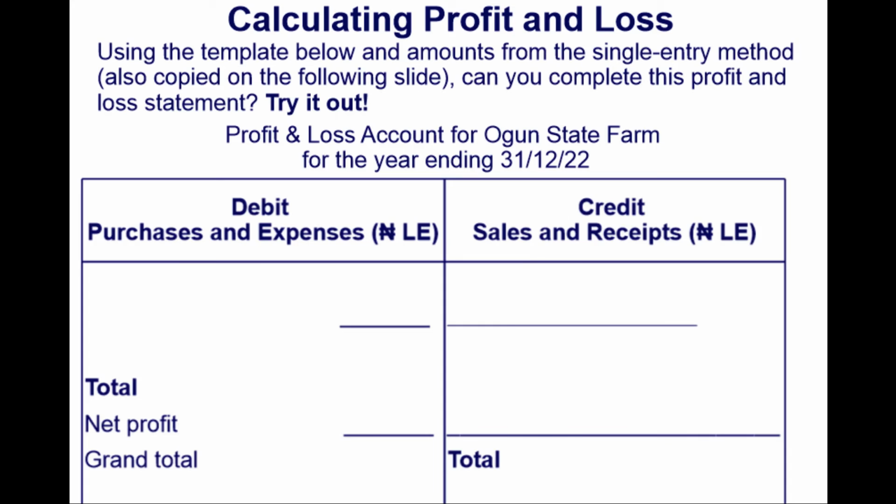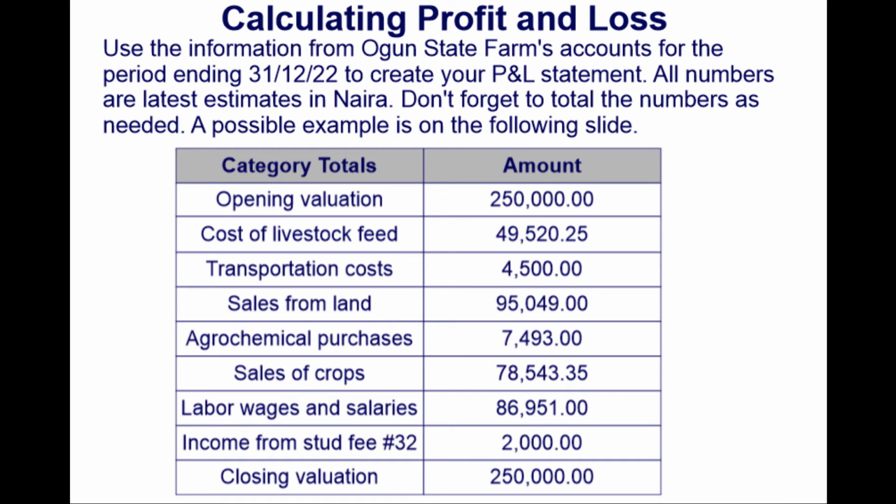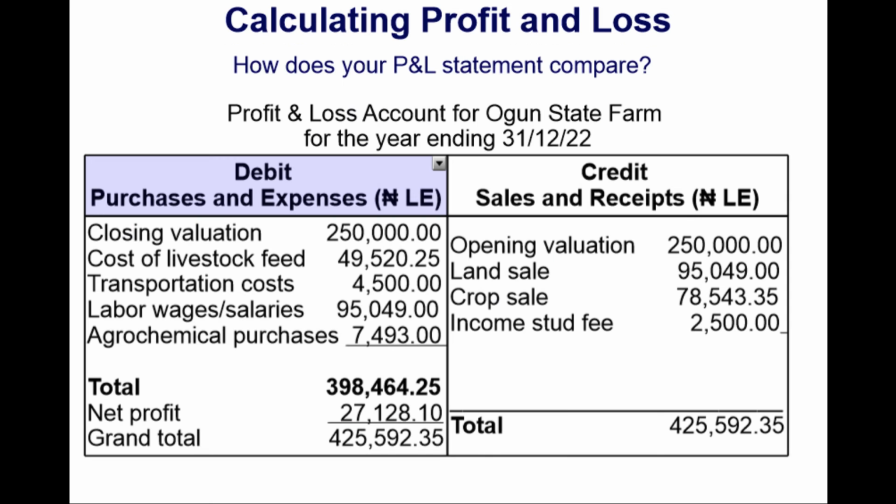Try it out. Use the information from Ogun State Farm's accounts for the period ending 31/12/22 to create your P&L statement. All numbers are latest estimates in Naira. Don't forget to total the numbers as needed. A possible example is on the following slide. Here's the example. How does your P&L statement compare?